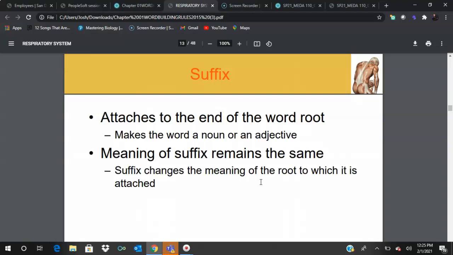So here's the word suffix. We kind of talked about that already. A suffix is a word element that goes at the end of a word root, and adding that suffix makes the word either a noun or an adjective. The meaning of that suffix remains the same, just as the word root does, but when you combine the two together, it can actually change the overall meaning of the word itself. Okay.